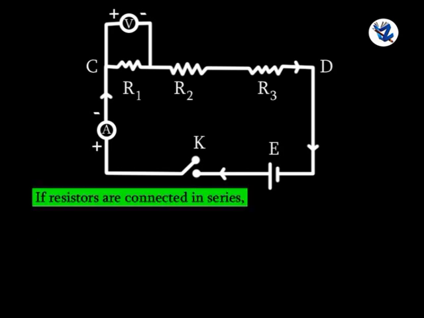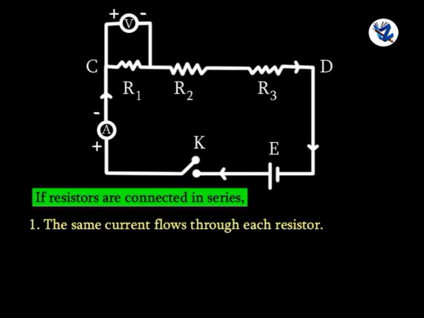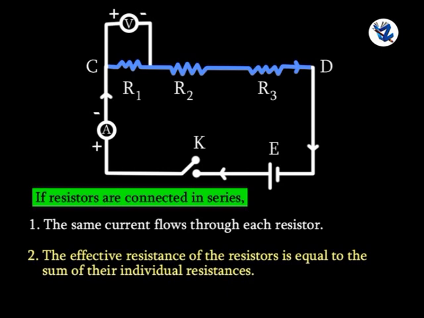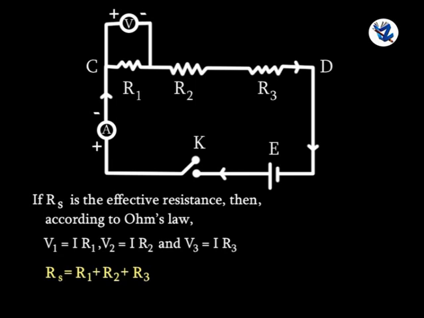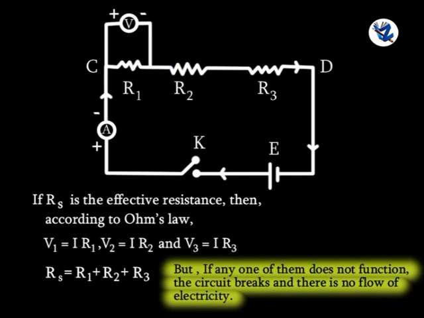If resistors are connected in series, then the same current flows through each resistor. The effective resistance of the resistors is equal to the sum of their individual resistances. So, if Rs is the effective resistance, then according to Ohm's law, V1 is equal to IR1, V2 is equal to IR2 and V3 is equal to IR3, and therefore Rs is equal to R1 plus R2 plus R3. But if any one of them does not function, the circuit breaks and there is no flow of electricity.